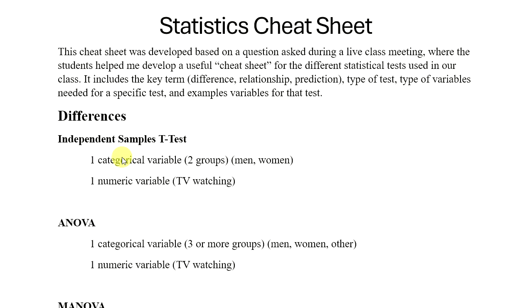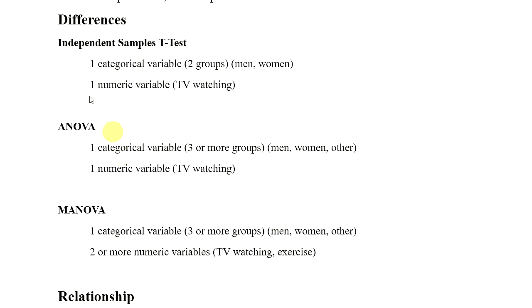Anytime you're talking about differences, you're going to be talking about either an independent samples t-test, an ANOVA, or a MANOVA, because the whole purpose of these three tests is looking to see, is there a difference in the categorical variable based on the numeric variable, or in MANOVA, variables.